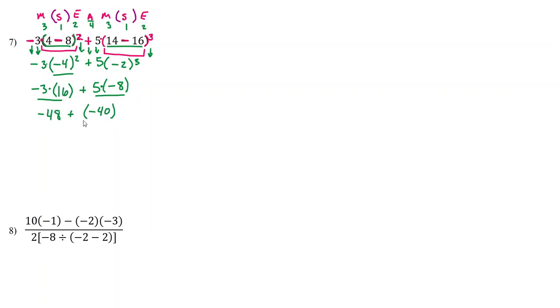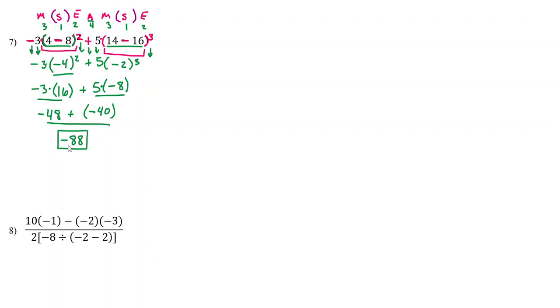I'll put parentheses in there just so I don't get the plus sign and the negative sign mixed up. But I'm adding now two negative numbers, negative 48 plus negative 40. And remember the rule for adding, if the signs are the same, you add them together. That's 88. Keep the sign of the stronger number, both negatives, so the stronger one is going to be negative. And we're done.